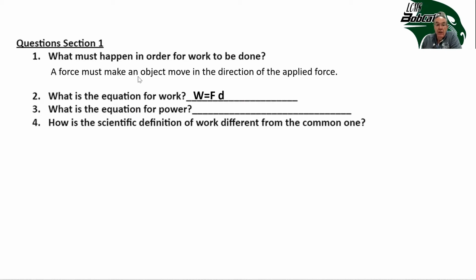So if the distance, when you make the object move, is zero, no matter how much force you're exerting, it doesn't matter because zero times whatever force you're using is going to equal zero amount of work.